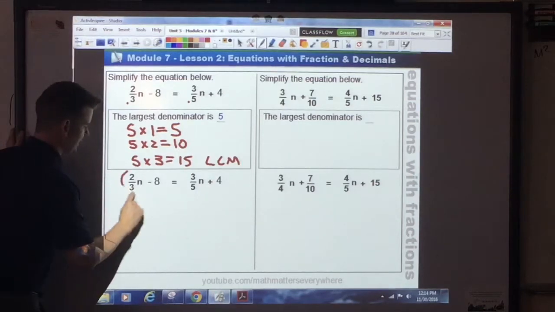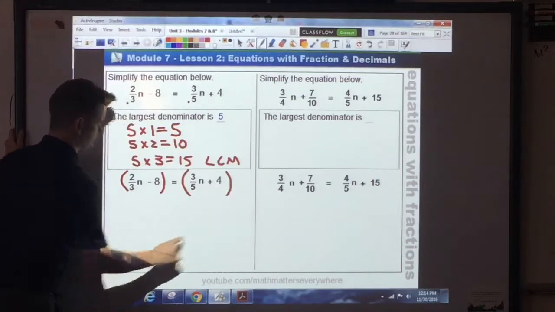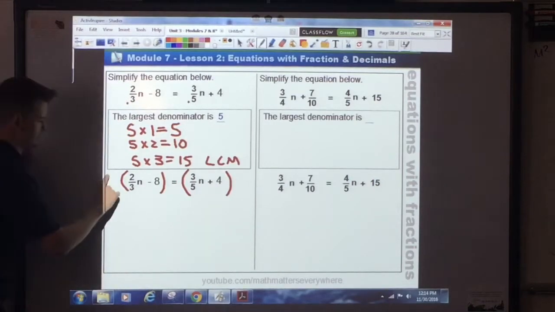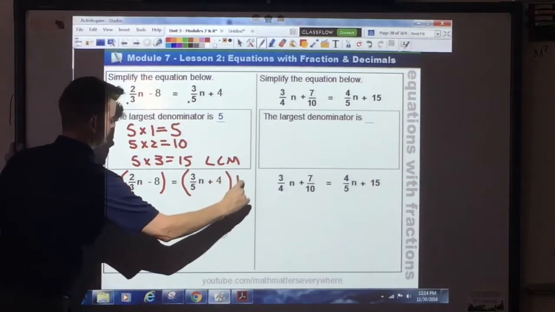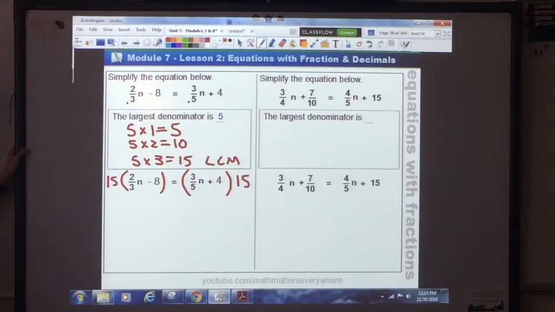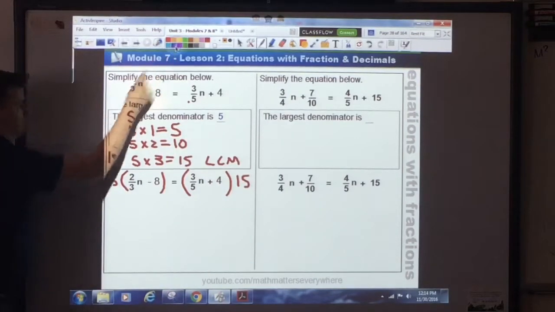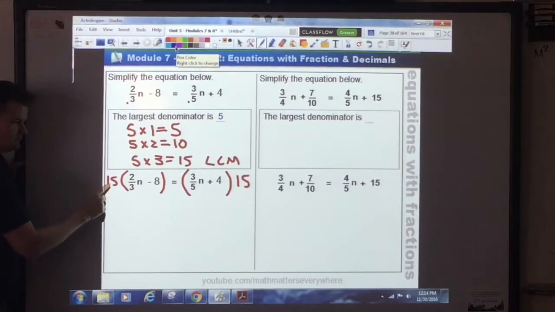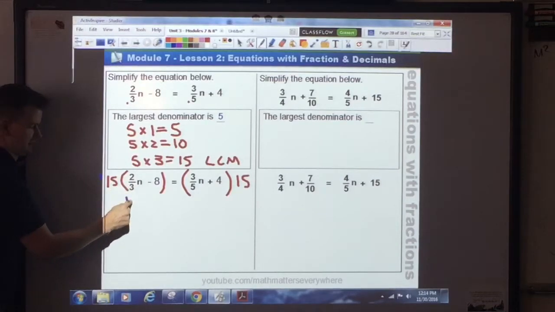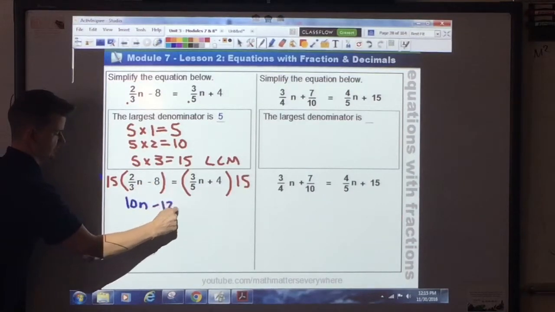All right. So we take this, we wrap both sides in parentheses because we're going to multiply both sides by the LCM, which is 15. And it's the same process, kids. 15 times 2 is what? 30. And then 30 divided by 3 is? 10. 10, bring down the n. 15 times -8 is what? I'll tell you. It's negative 120. Good.